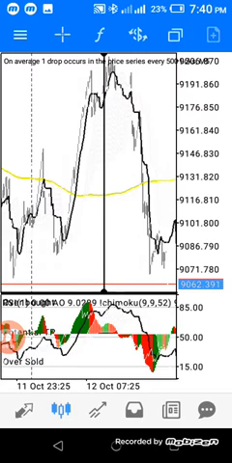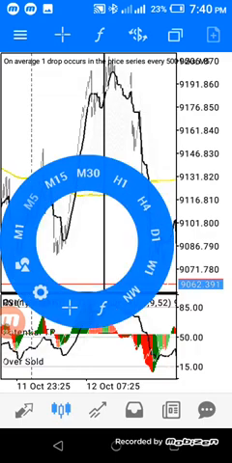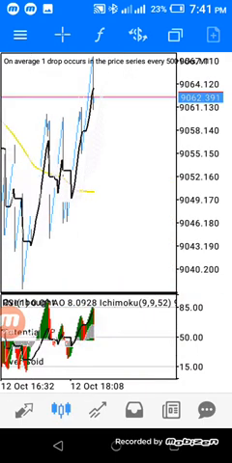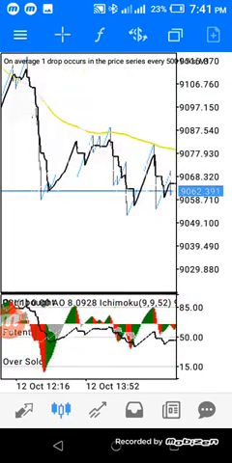So you can see that on the 5 minute time frame here, the market is overbought, and then do not forget that also on our 15 minute time frame, the market is also overbought. So what do we do now? We go over to our M1 for entries.